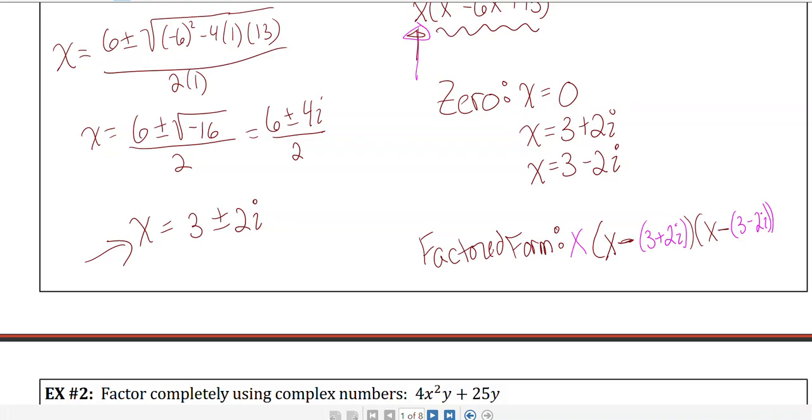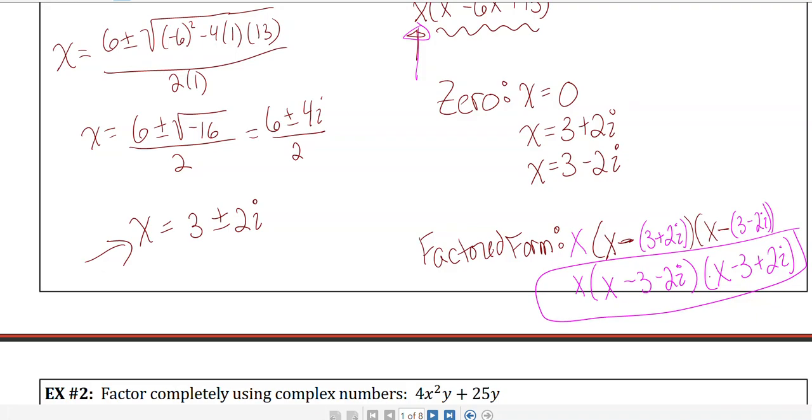Now, what I'm going to do now is distribute that negative. So it's x minus 3 minus 2i times the quantity x minus 3 plus 2i. So this would be the completely factored form. So even though this right here are complex or imaginary numbers, they still can be used to factor down a polynomial.